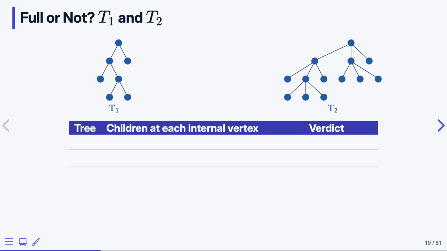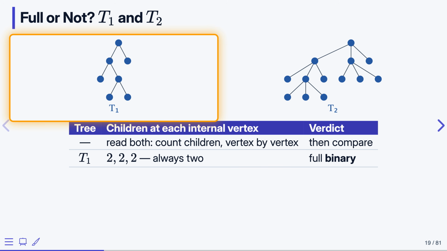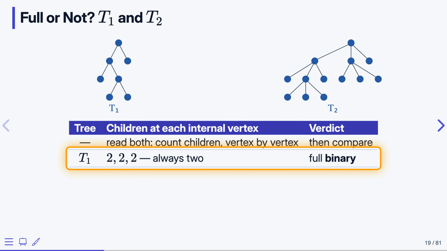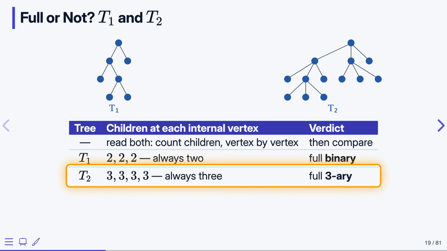Let us test 2 trees. The method is always the same. Walk to every internal dot and count its children. Step 0. Read both pictures dot by dot. Start with T1. The top dot has 2 children, the dot below it has 2 children, and the next one down has 2 as well. Every count is 2, so T1 is a full binary tree. Now T2. The top dot has 3 children, each internal dot below it also has 3. Every count is 3, so T2 is a full 3-ary tree.